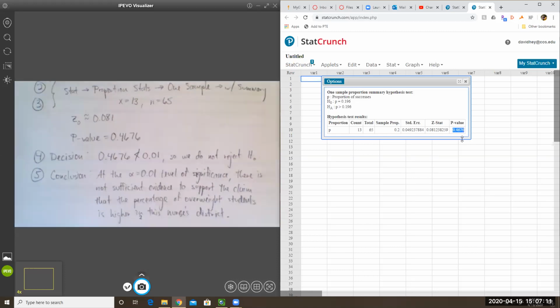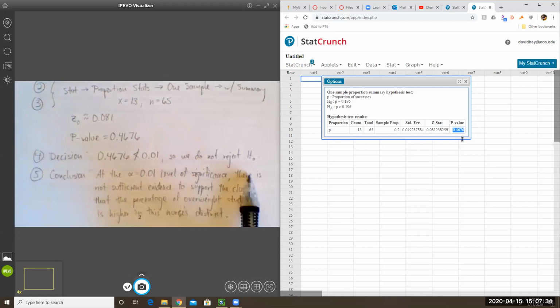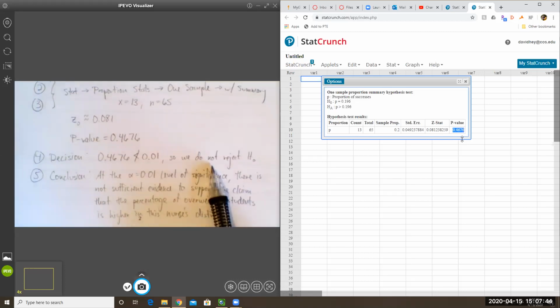Okay, and that's the conclusion. We talked about the conclusion in 10.1 and how to write a good conclusion, but just to remind you, your conclusion basically needs to contain 3 things. You need to state your level of significance, then you need to say whether or not there's sufficient evidence, and then you need to restate the alternative hypothesis in words. So in our case, we are not rejecting the null hypothesis. That means there's not sufficient evidence to support the alternative.